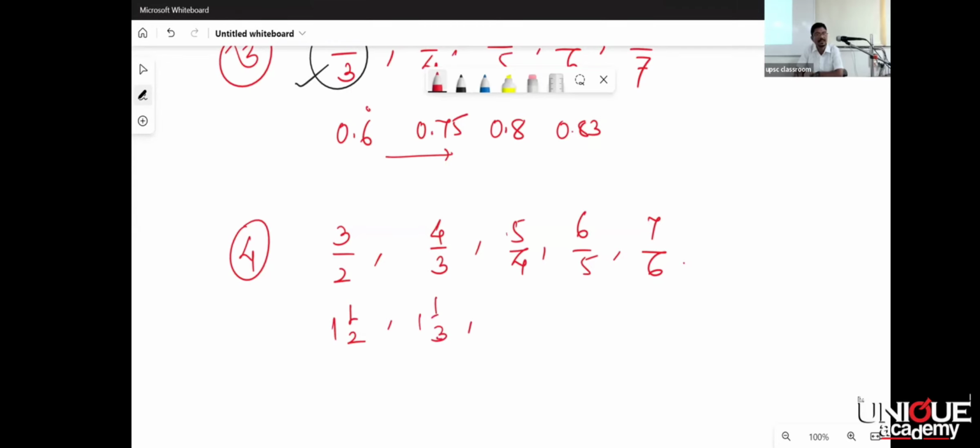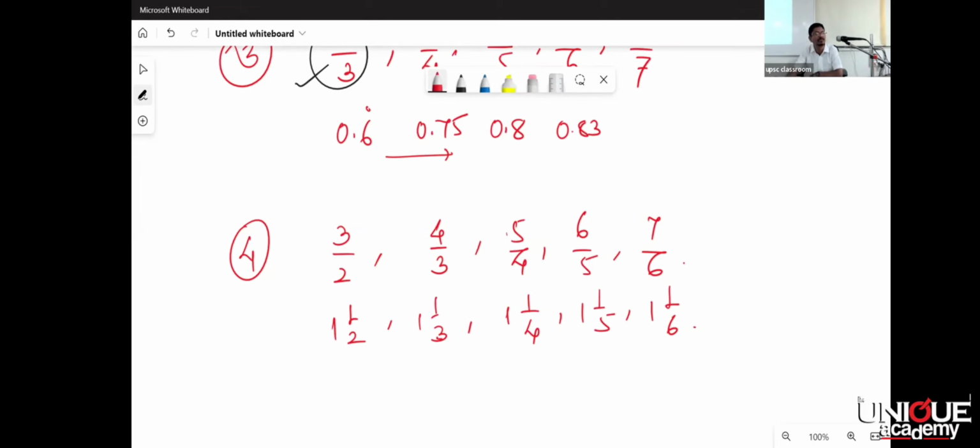Then 5 by 4 is 1 upon 4. 6 by 5 is 1 by 5, and 7 by 6 is 1 by 6. Here, as all of you know, these are mixed numbers with an integer part and a fractional part. The integer part is the same for all, 1 each. So whatever the comparison is will be based on the fractional part only.